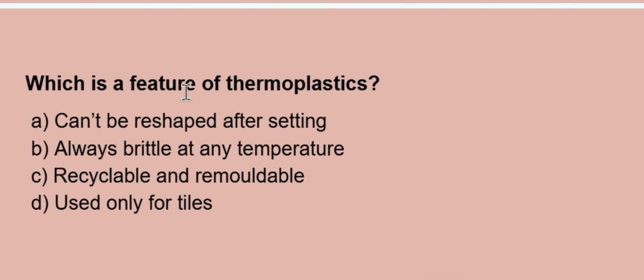Okay, moving on to plastics. Which is a feature of thermoplastics? A, they can't be reshaped after setting. B, they're always brittle at any temperature. C, they're recyclable and remoldable. Or D, they're only used for tiles. The correct answer is C. Thermoplastics are plastics that you can recycle and reuse.